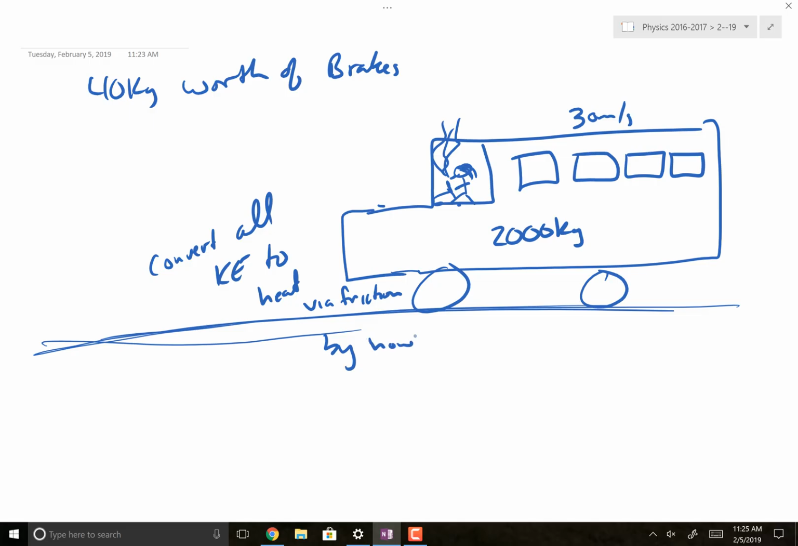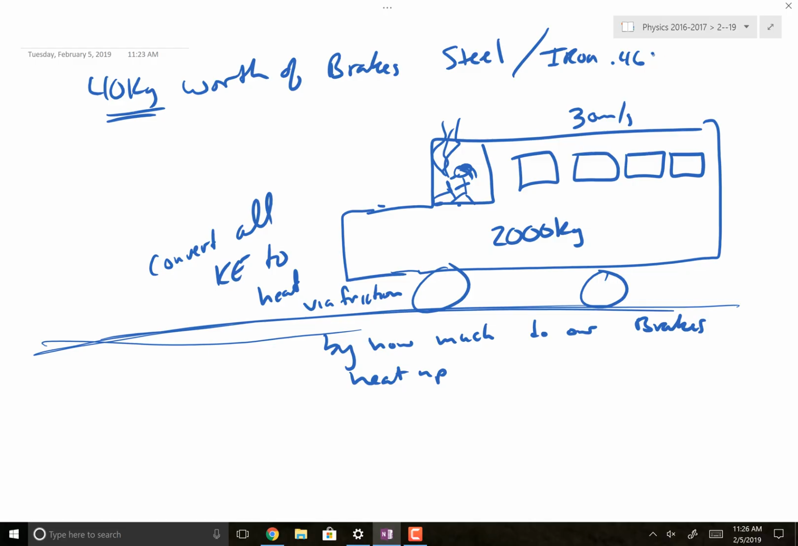By how much do our brakes heat up? Okay, now 40 kilograms worth of brakes. They are steel. Let me just tell you right now that steel has a specific heat of, I want to say, 0.46. Am I right? Steel, iron, look at that. Look at me go. Steel/iron, 0.46. Okay, that's my specific heat.